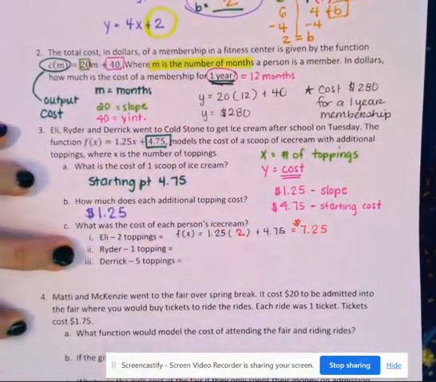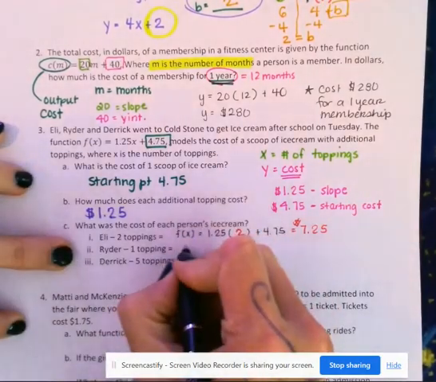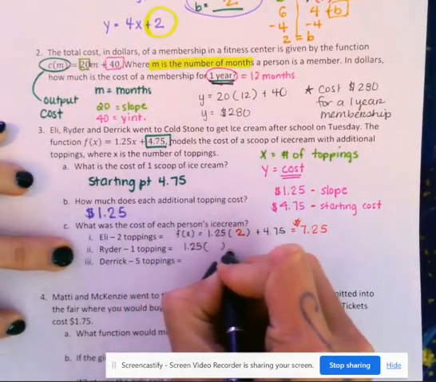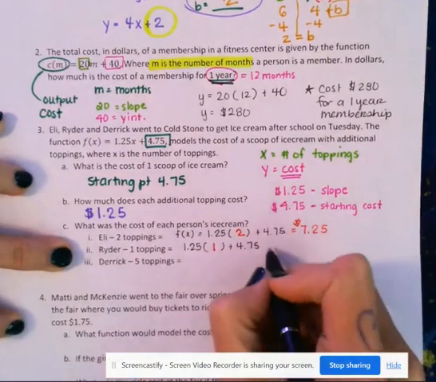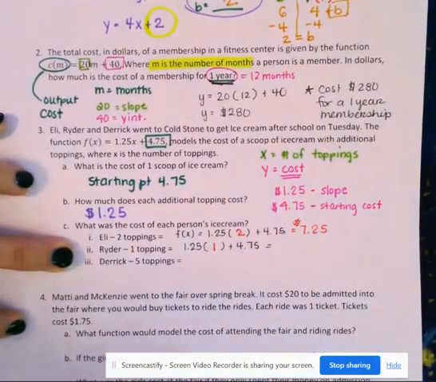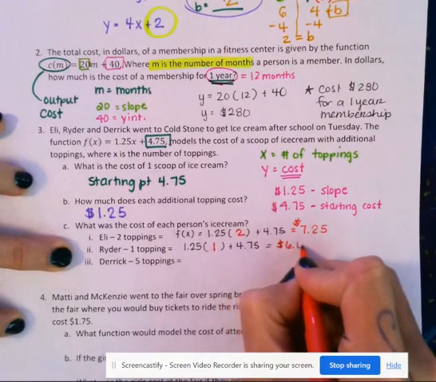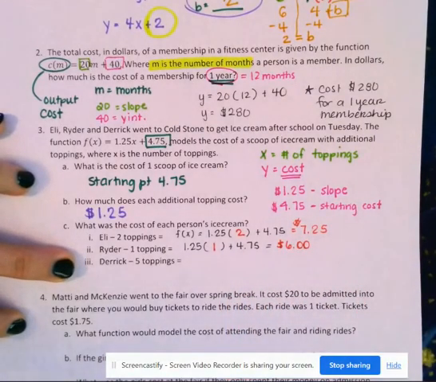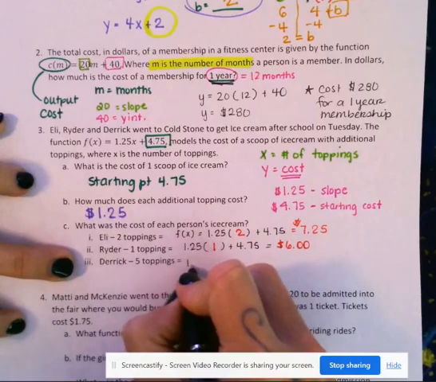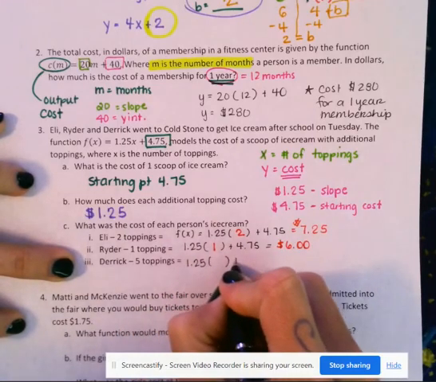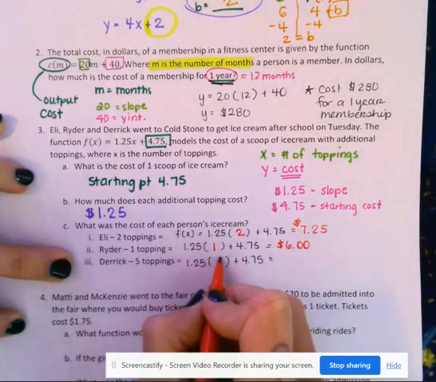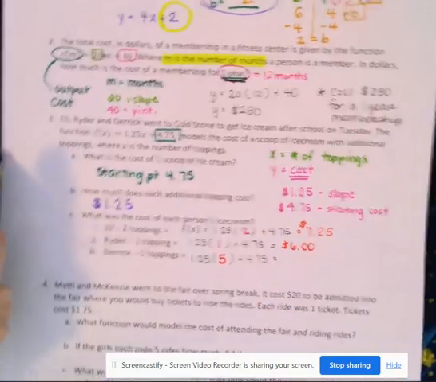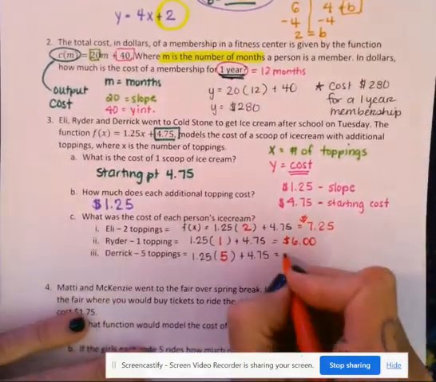So Ryder's going to get 1 topping. So we're going to do 1.25 times the number of toppings plus $4.75. So times 1. So 1.25 plus $4.75 is going to give us $6. So Ryder's is $6. Derek is getting 5 toppings. He's getting all the goods. 1.25 times 5 plus 4.75. So what's the cost of Derek's ice cream with 5 toppings? And it's going to be $11. Oops, sorry, I just slid it way out of the way.